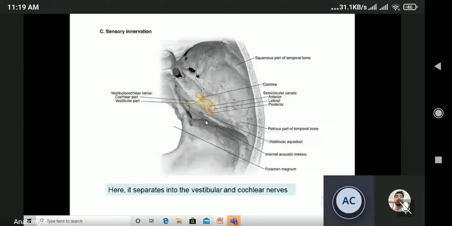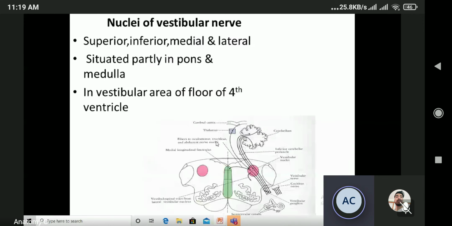Now coming to the vestibular nerve separately. First, let's start with the vestibular nerve. Nuclei of the vestibular nerve: the vestibular nerve mainly consists of four nuclei. They are the superior nucleus, inferior nucleus, the medial and the lateral. So it consists of four nuclei: superior, inferior, medial, and lateral.